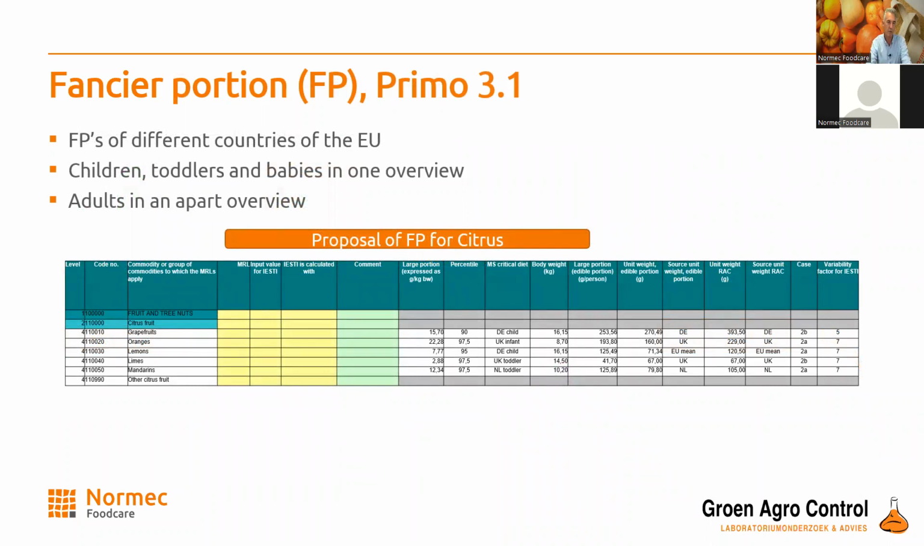PRIMo 3.1 is really a new calculation system, and you can download the Excel file from the website. That gives you more information about the large portion expressed as gram per kilogram of body weight, but also what the MRL is, for a child, for an infant, for a toddler, for all the different types of fruit and vegetables. That's a lot of work, but this Excel file helps you to calculate it, if you want to calculate it by yourself, because normally the laboratories will do that for you, because that is automatic in the system.